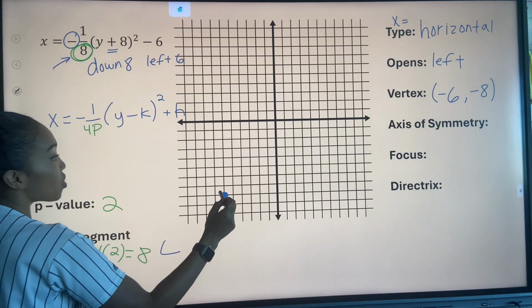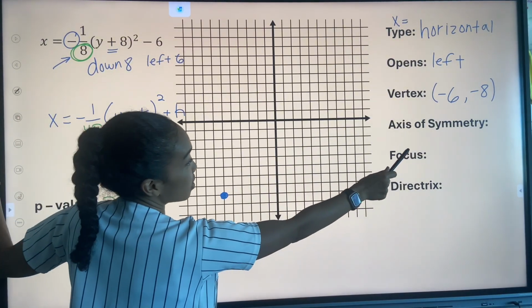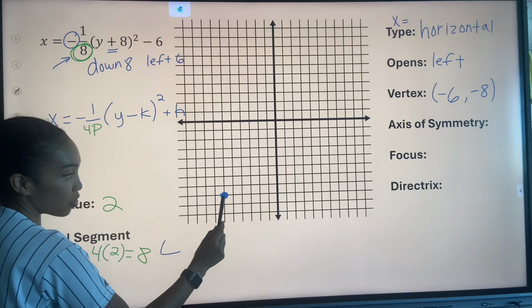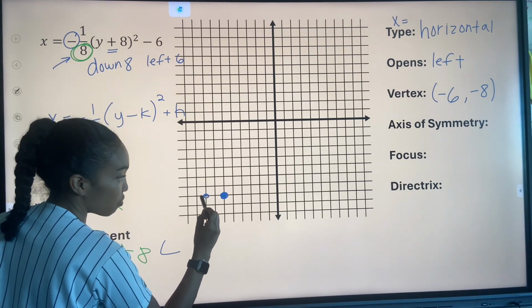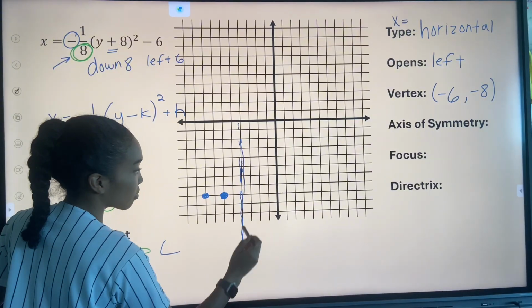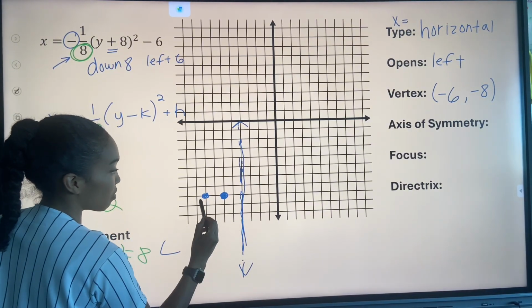Okay, so guys, your focus and your directrix, they're both 2 spaces away from the vertex. So I'm going to go in 2 for the focus, out 2 for the directrix. That's my directrix. This is my focus.